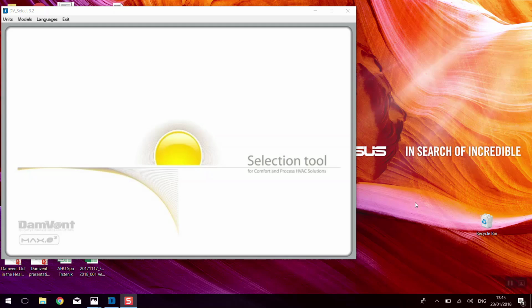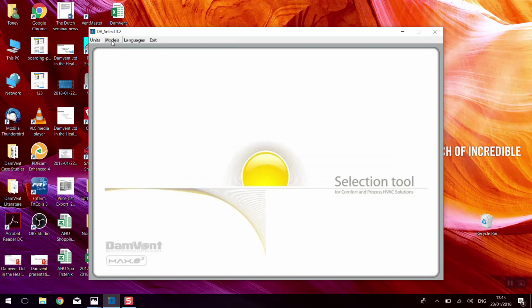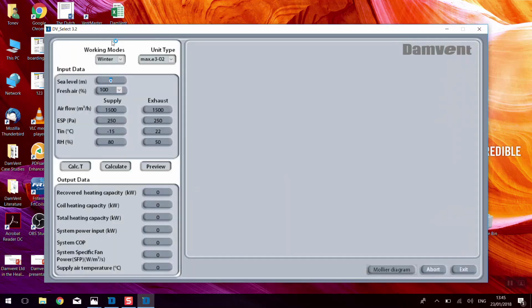We will give you an example of how you can do a selection with our own software. So we'll go directly to our Maxi 3 series, and just to make a sample calculation, we will take a unit, for example, for 6,000 cubic meters per hour. Before we go to the calculation, it is important to know that two separate modes should be presented: winter mode and summer mode. So before we start, it is very important to note this fact.